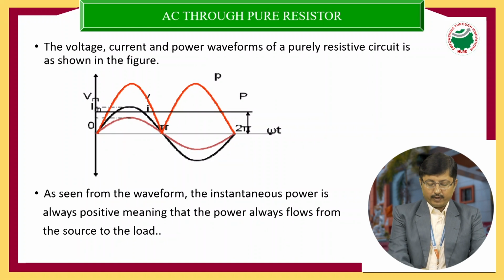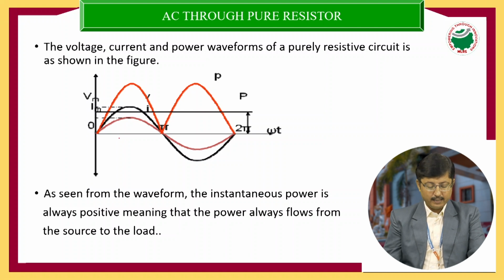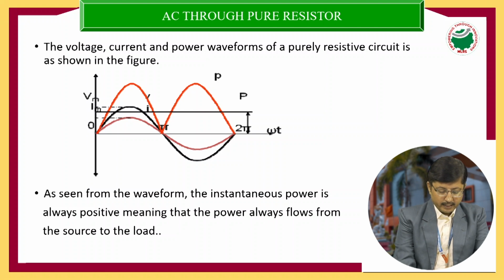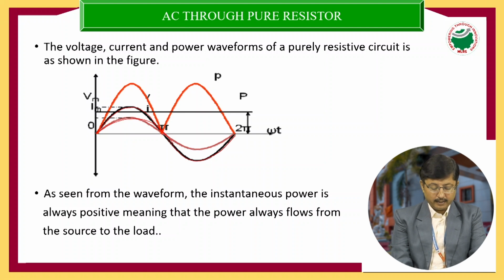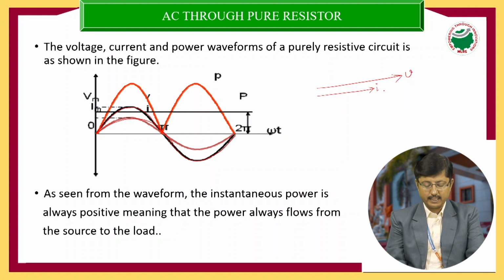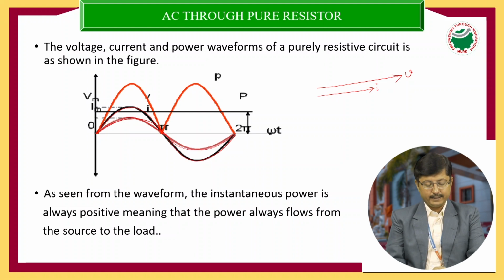The voltage and current waveforms for a pure resistive circuit are shown here. You can observe this is the voltage, and this is the current expression. Voltage and current both start at the same point, that is 0 degrees. If the voltage goes in one direction, the current also flows in the same direction. That means both are in phase. Therefore the current follows the voltage.